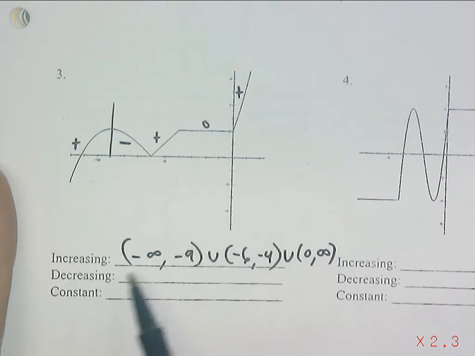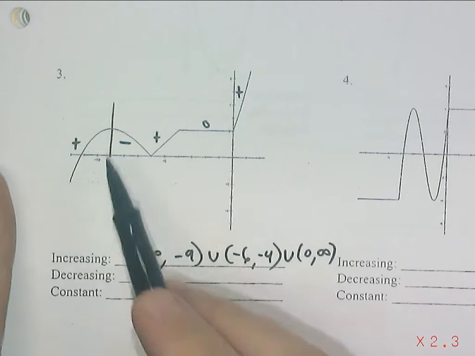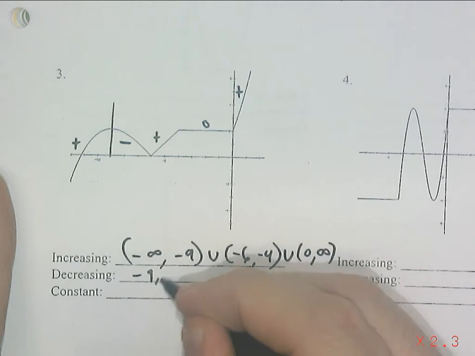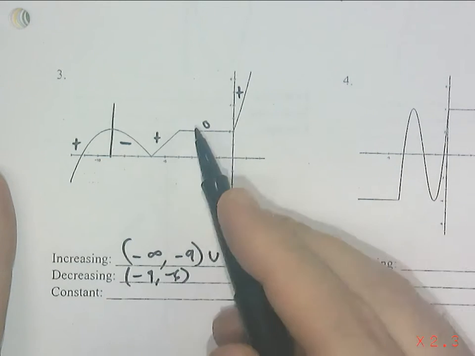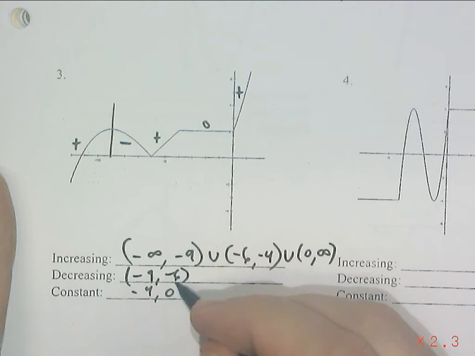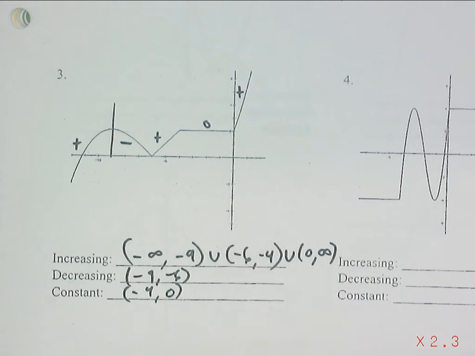So I have 3 different intervals. Again, I have to put a U in between each interval notation. And then decreasing, it's only decreasing from negative 9 to negative 6. And then constant, it's only constant from negative 4 to 0. And that is increasing, decreasing, and constant. Not any more advanced than that.